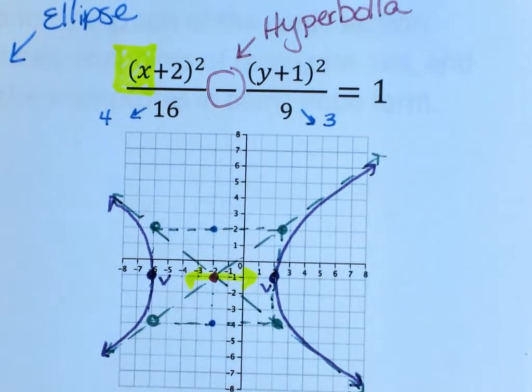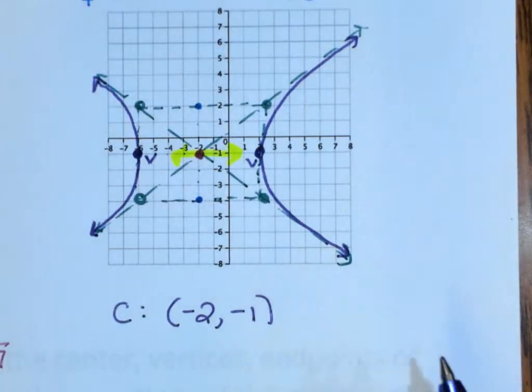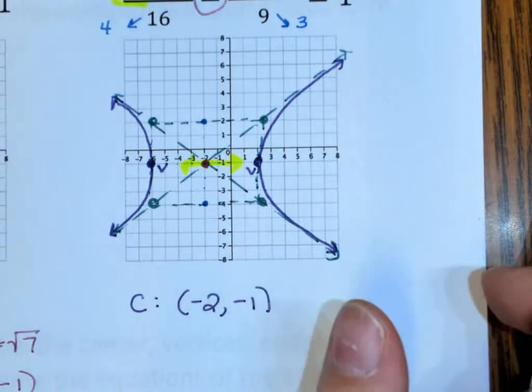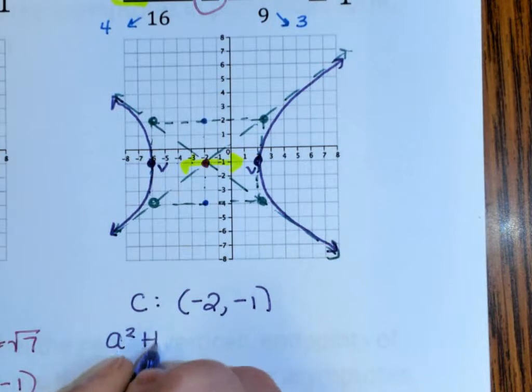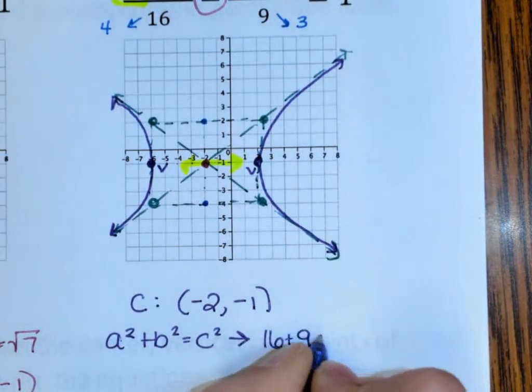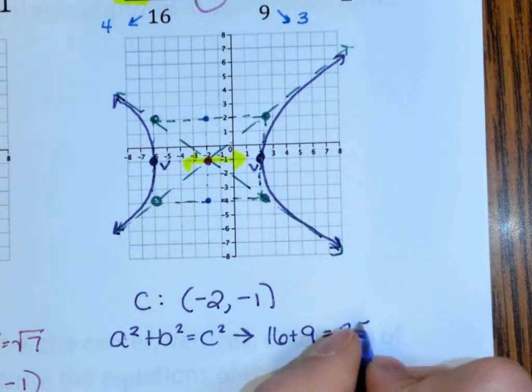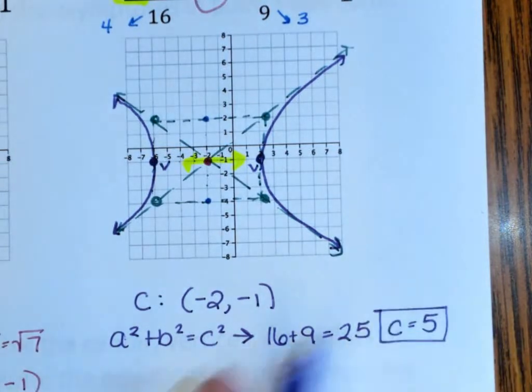Now, the mathematical part of what we just did, our center was the same. How do I find C? One more time. A squared plus B squared equals C squared. So I'm going to have 16 plus 9 equals 25. So what is C? 5. And it doesn't matter which one you consider A or B. It doesn't matter at all.